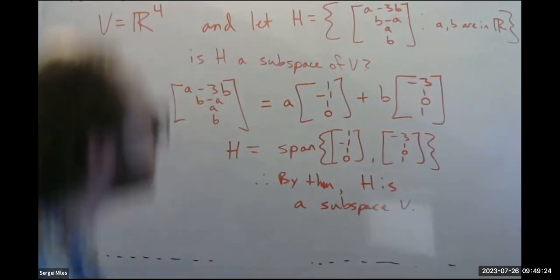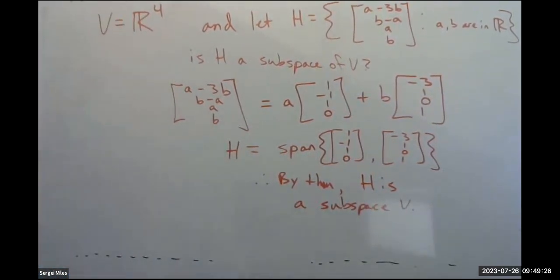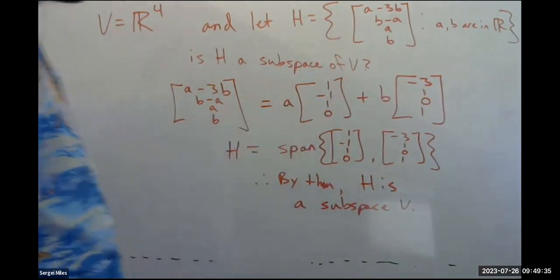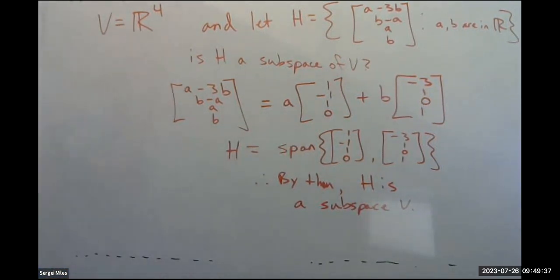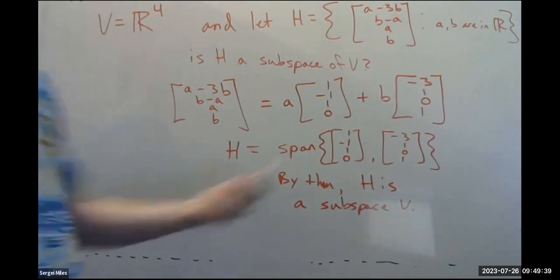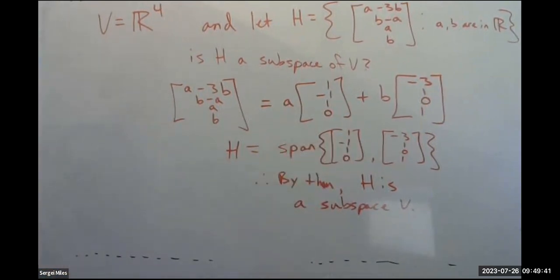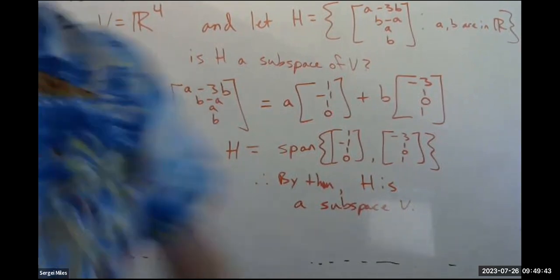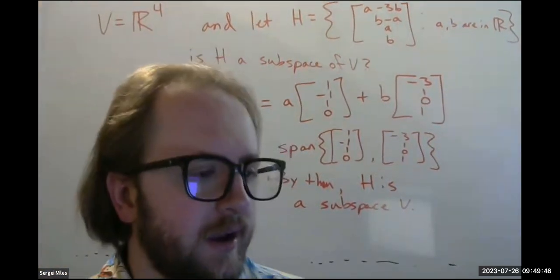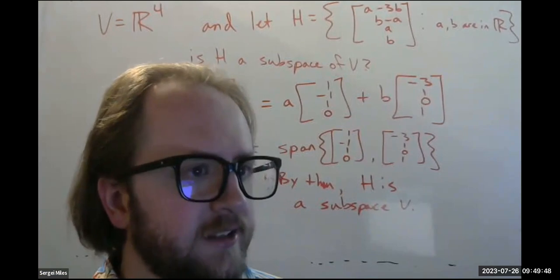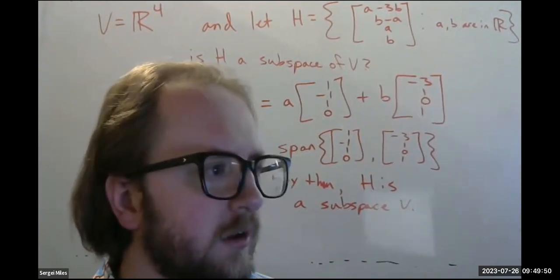And lucky for us, because of that theorem, we don't have to do any other work. H is now a subspace just because it's the span of these two things. How did we tell? By pulling this apart in parametric vector form, we could see, oh, H is in fact just the span of these two vectors. All right? Okay. Let's now transition and take a look at today's participation question.